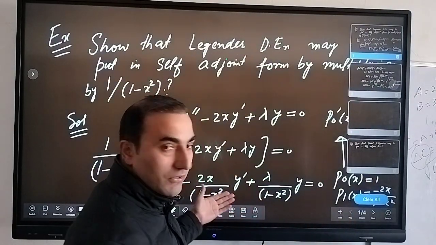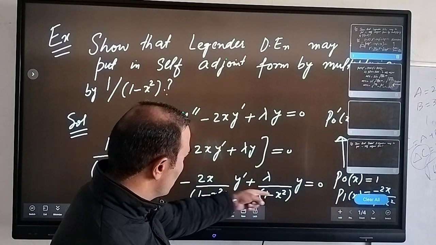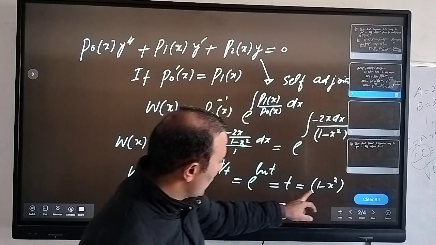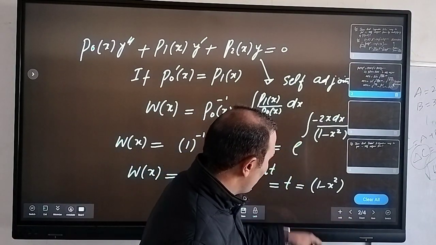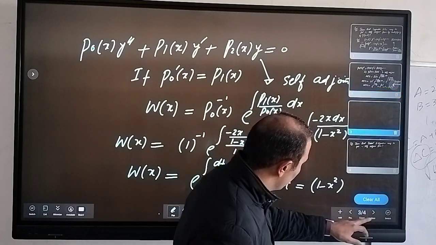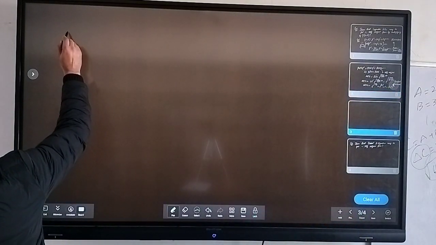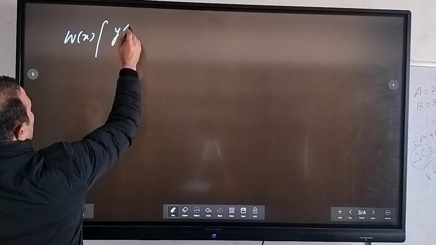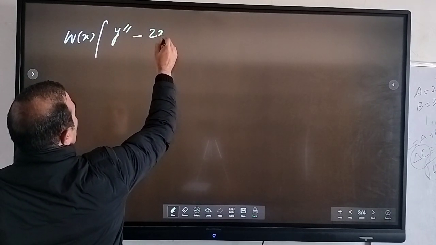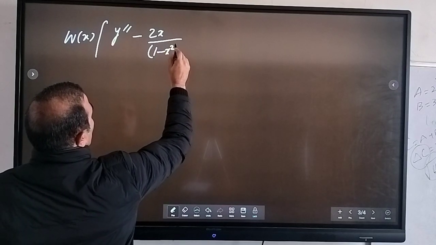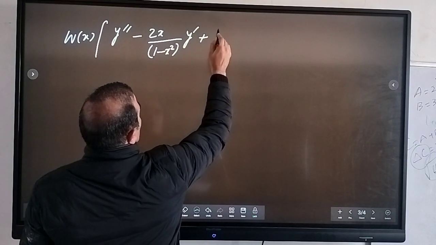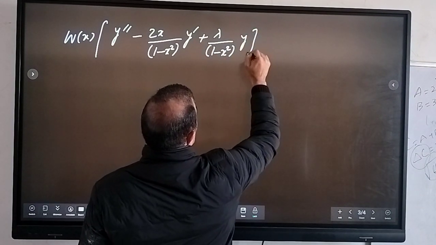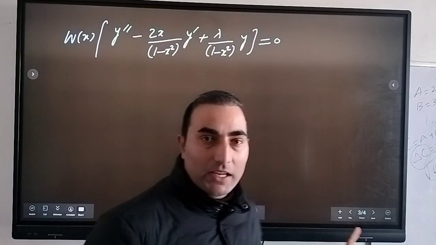So that means our main equation is w of x y double dash of x minus this term equal to 0. So I have to multiply it by w of x. But w of x is equal to 1 minus x square. So when I multiply this equation by 1 minus x square, my equation becomes, because my equation was, so you can write that w of x. So this was our equation and I am multiplying it by w of x, right?